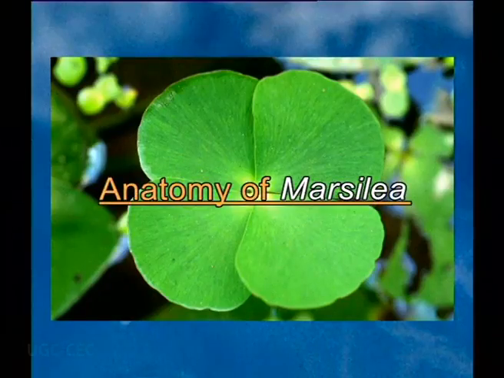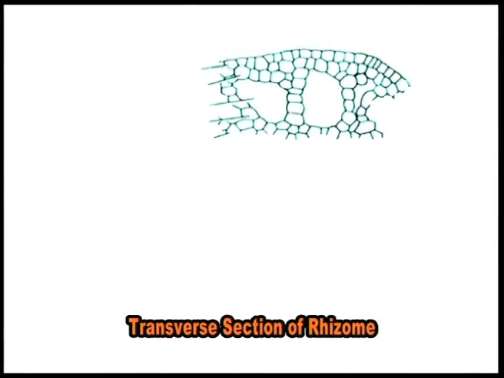Then the anatomy of Marsilea. When we cut the transverse section of Marsilea, it shows certain distinguishing features. First we will discuss the rhizome. When we cut the transverse section of the rhizome, the outer covering is called the epidermis. It is single layered, made up of compactly arranged thick walled cells.